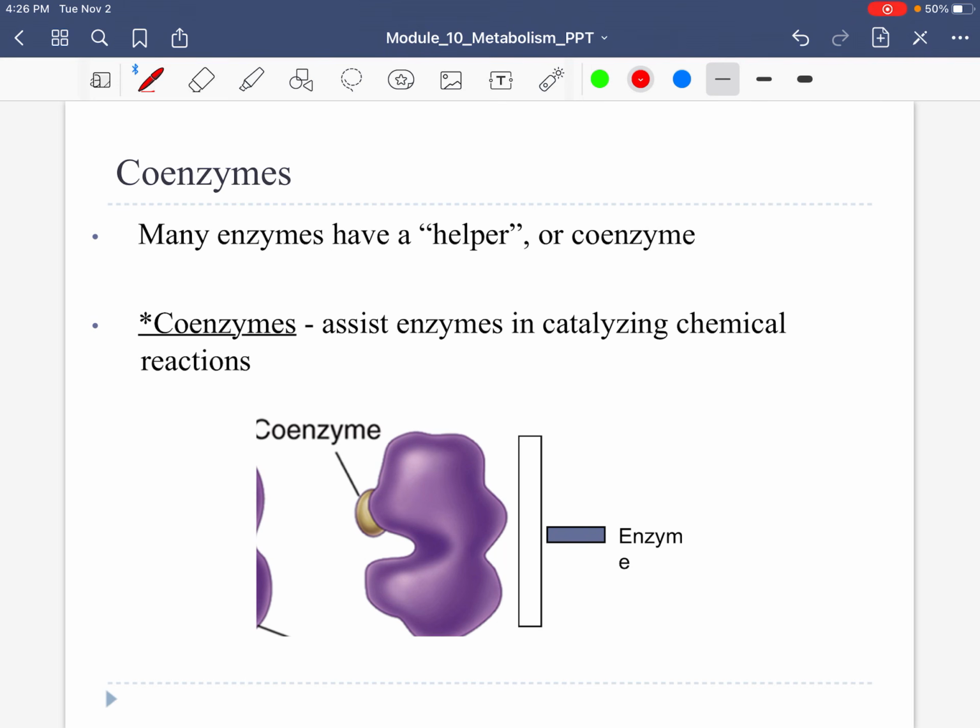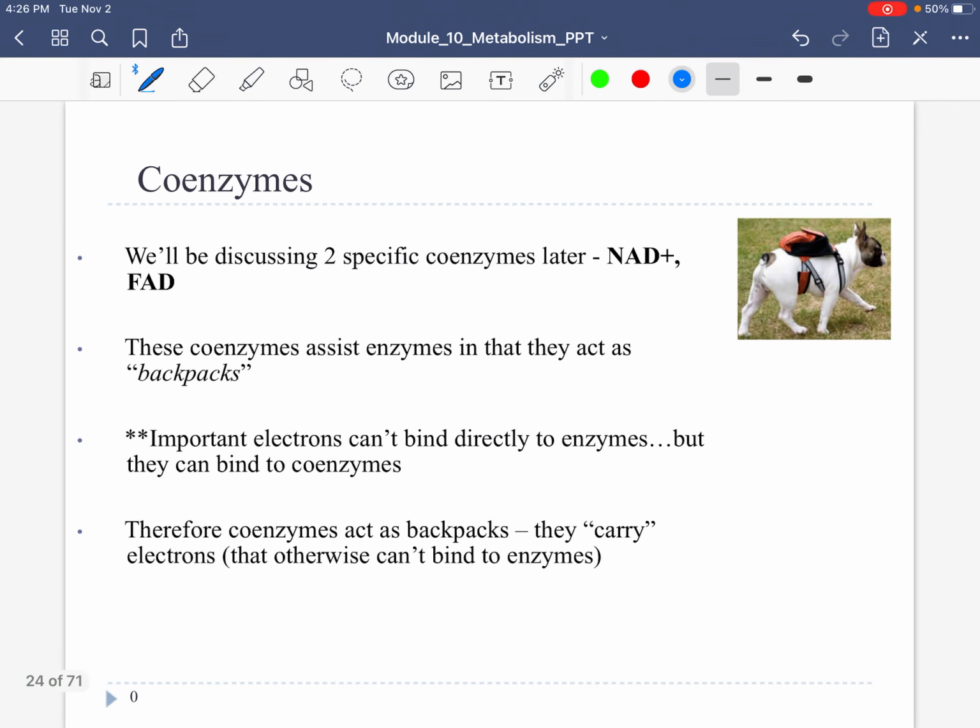Now, sometimes an enzyme needs an additional piece called a coenzyme. I'm going to use the word helper. So remember, the purple thing is the enzyme. Well, sometimes there is a coenzyme. Sometimes there's a little added structure, and that's a coenzyme. So basically they help. Not every time do we need a coenzyme, but sometimes we do. So a coenzyme is a helper. Sometimes they're attached to the enzymes and they help.